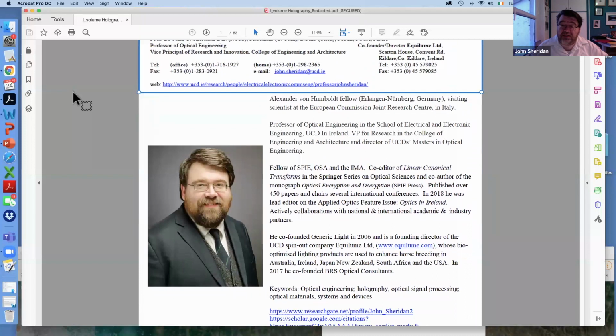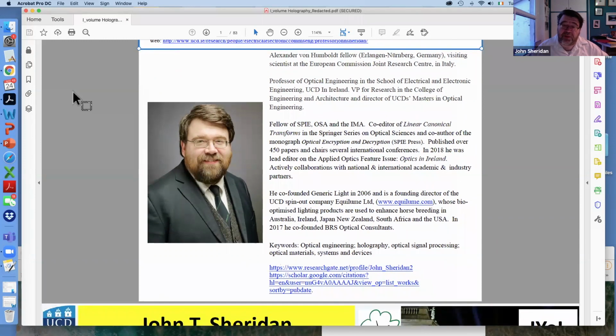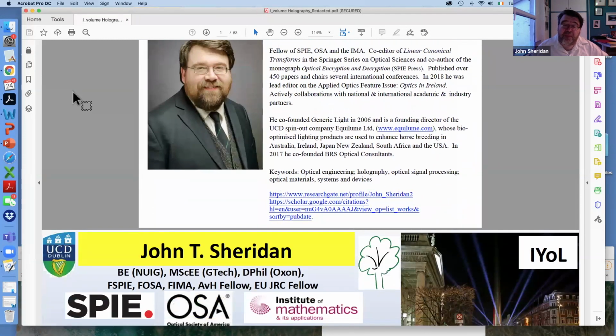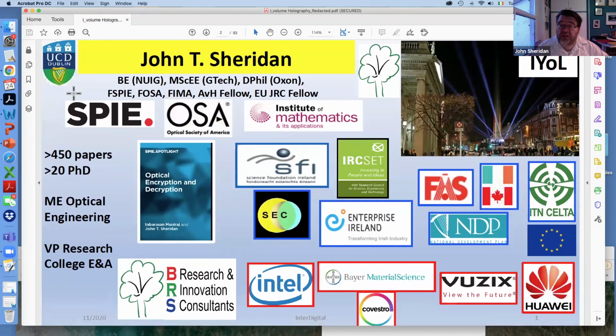So a little bit of a potted CV there. And that's me looking particularly clean and organized. I don't usually look that clean and organized, despite the best efforts of my wife. And each one of the little pictures here is a little story about research we've done. And this is really with my group. It's not just me alone. So it's a little bit of information.